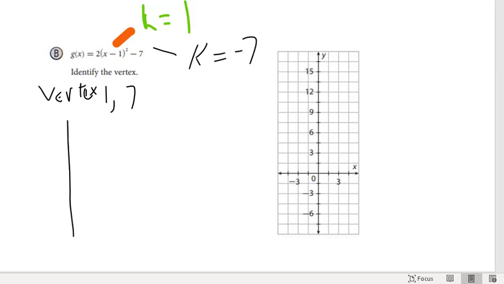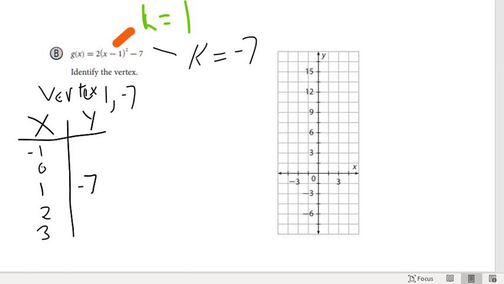All right, I'm going to put that into my table, x y. Put that in the center. Sorry, that's 1, negative 7. I want to do 2 points on either side, so I can go 0 and negative 1, and 2 and 3. All right, plug some values in.